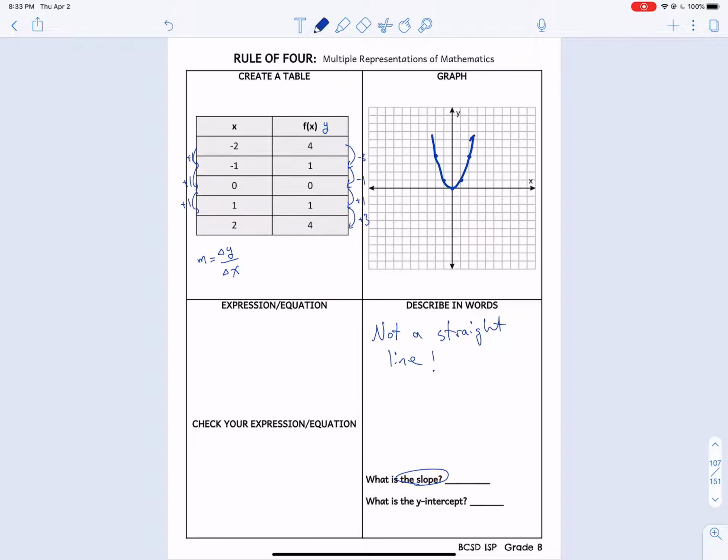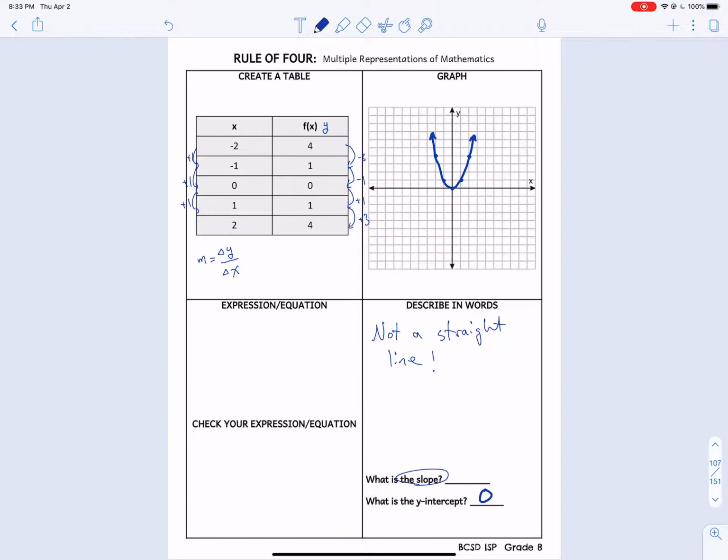So this is called a parabola. You will learn this in Algebra 1. So it's nonlinear. So again, we don't have a slope. And the y-intercept, well, it's 0. It crosses at 0. We can write that. But the equation, you haven't learned it, so don't worry about it.